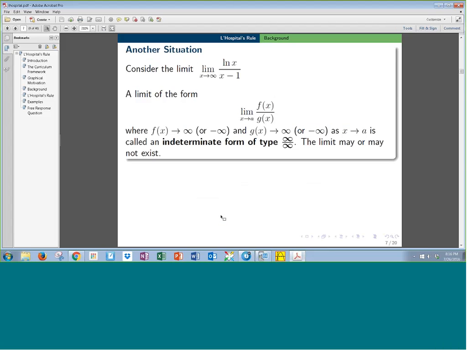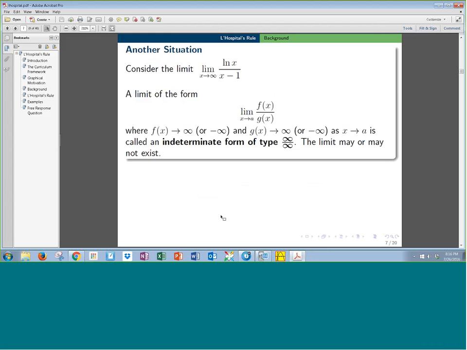Well, before I get there, there's another sort of limit, and it's this one. Consider the limit as x goes to infinity of log x divided by x minus 1. As x increases without bound, the log of x goes to infinity, and so does the denominator. So the question is, as both of these functions are increasing without bound, is one of them winning out? If the numerator is increasing faster, that drives the whole fraction to infinity. If the denominator is increasing faster than the numerator, then that drives the whole fraction to 0.